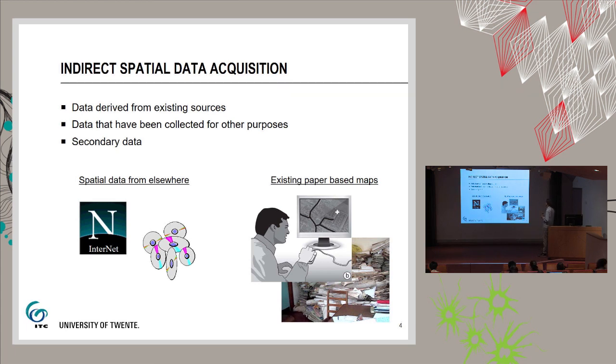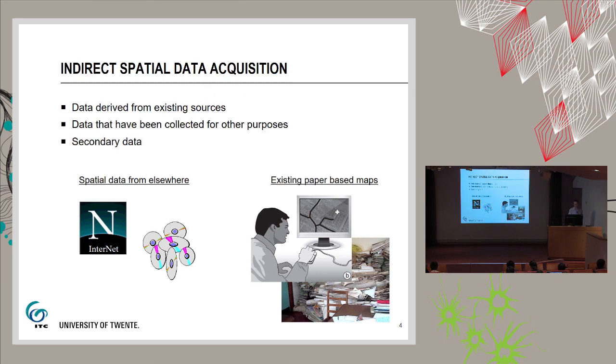Also, when you use existing paper maps or existing raster documents, you can scan a paper map, and you can, of course, trace features from it. I would say that's digitizing from a secondary source. So we may call this indirect spatial data acquisition. And that's what we concentrate on now.